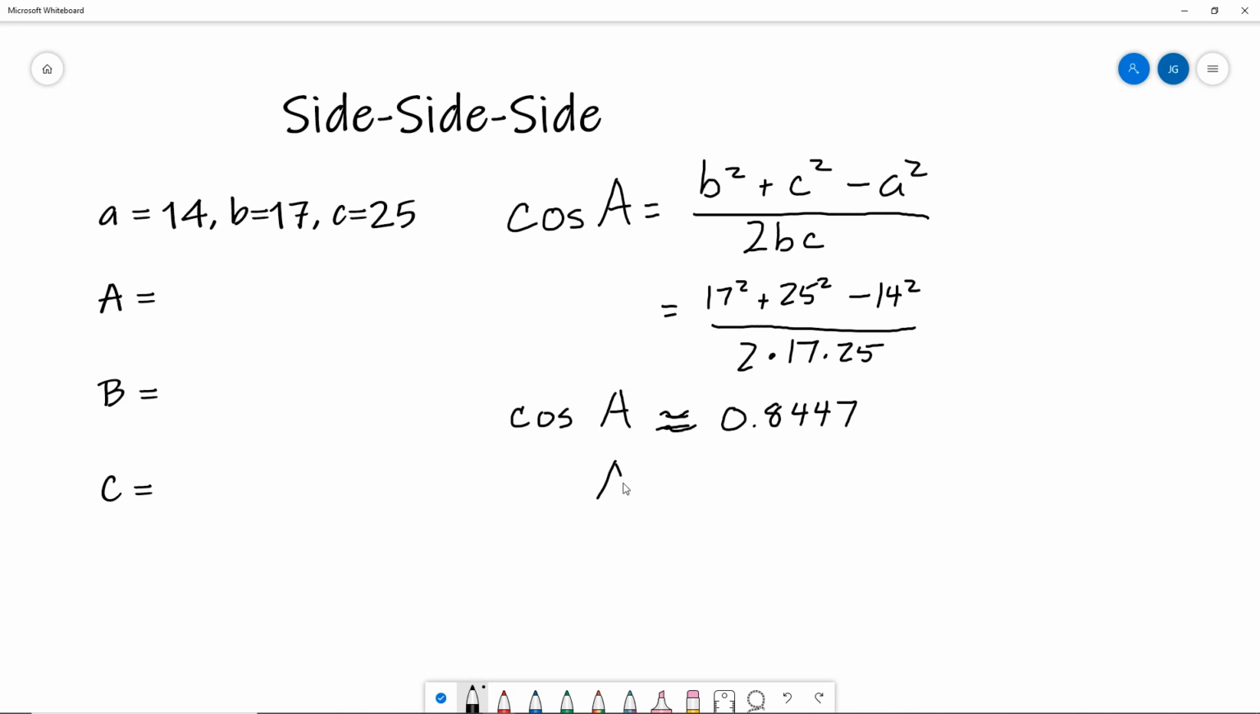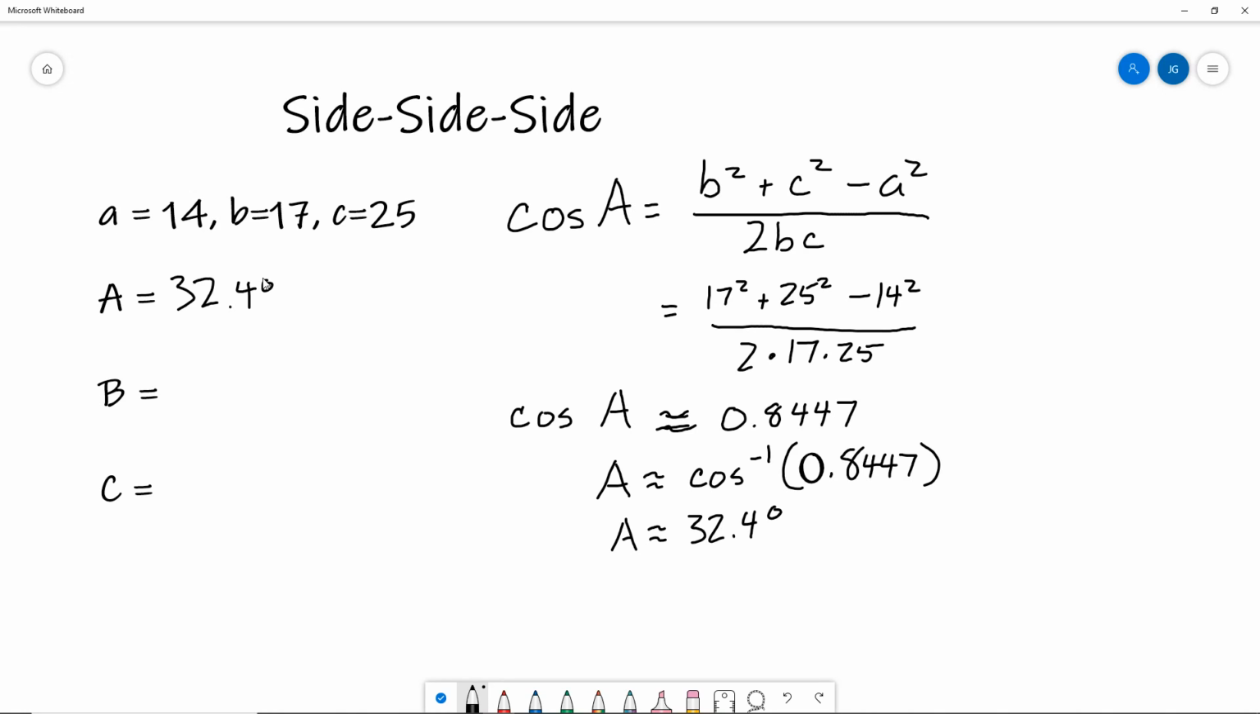And then to find A, I'm just going to take the arc cosine or the inverse cosine of that value, and plugging that into a calculator will get me a value of approximately 32.4 degrees. There we go. We are one angle in at this point. I'm going to go over to where I'm keeping track of all my values, plug that in. Now I'm going to do it again for a second angle.